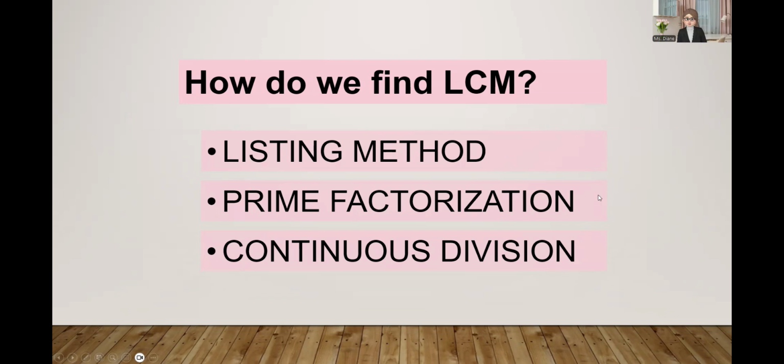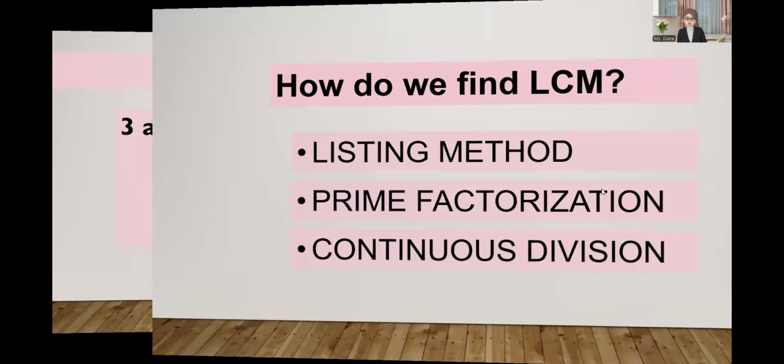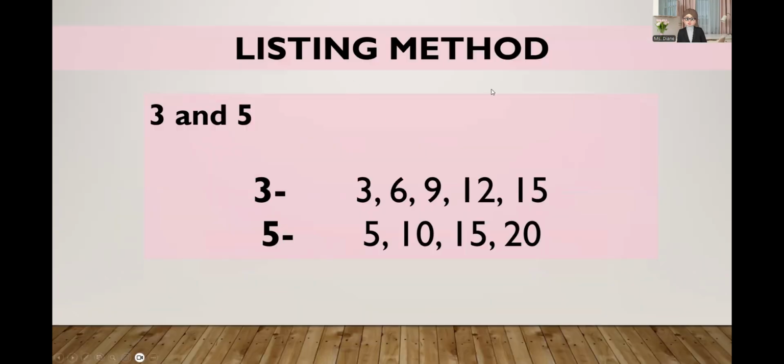In getting the LCM using these methods, they are very different from getting the GCF. So let us find out more about the methods. First is the listing method. Let's find out the LCM of 3 and 5 using the listing method.